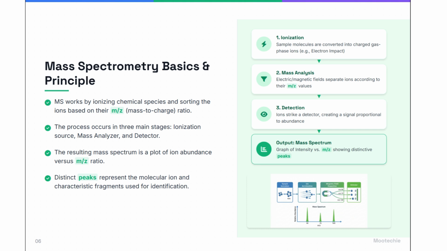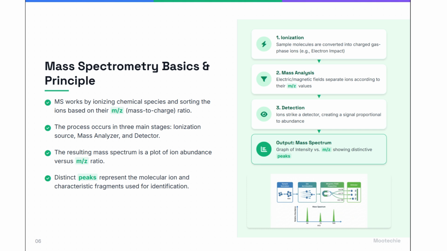Mass spectrometry works by ionizing chemical species and sorting the resulting ions based on their mass-to-charge ratio, or M to Z. The process occurs in three main stages: the ionization source, the mass analyzer, and the detector. The resulting mass spectrum is a plot of ion abundance versus M to Z ratio. And the distinct peaks you see represent the molecular ion and characteristic fragments which are used for identification.